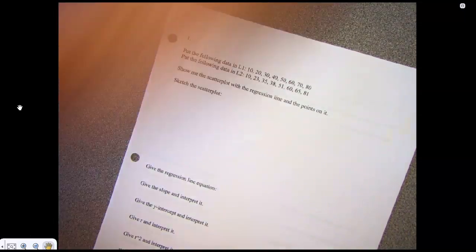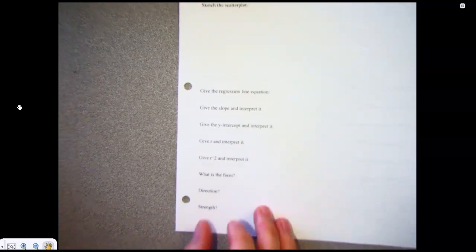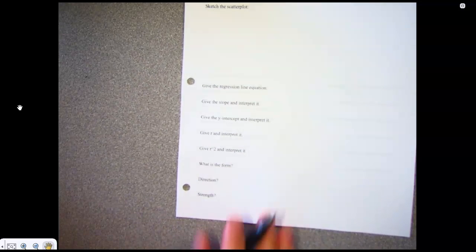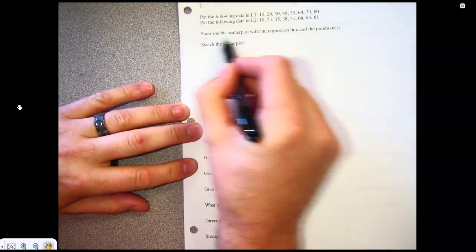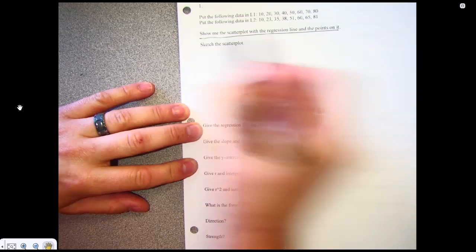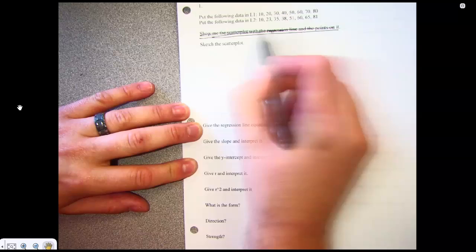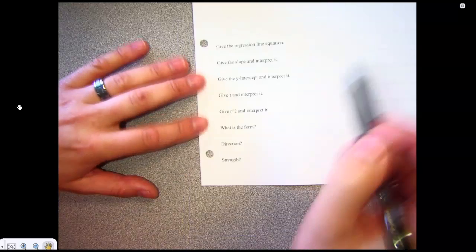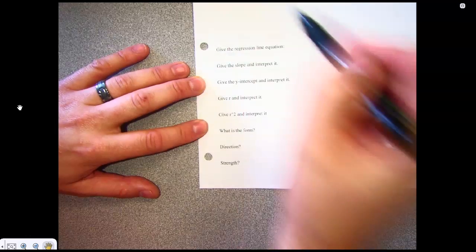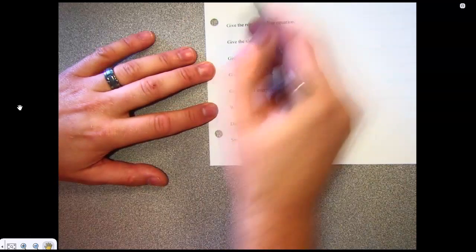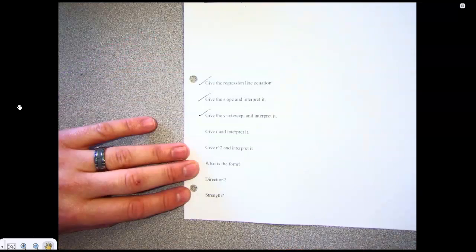Okay, I want you to do... So we haven't learned all this stuff by any means, kind of going more piecemeal than I thought I would. I want you to show me the scatter plot with the regression line and the points on it. No, I don't have to do that. I want you to sketch the scatter plot. No, I don't even care about that. I want this, this, and this. Sorry.